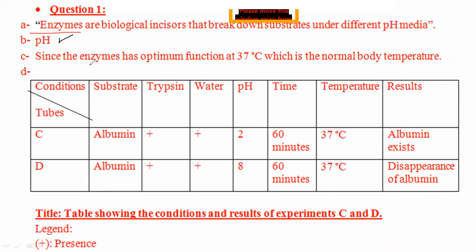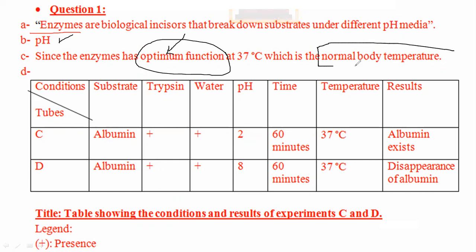Why do we use temperature 37? It is because the enzymes have optimum function. What is the meaning of optimum? We said the best function at 37, which is the normal body temperature. Whoever tells me only that it's the normal body temperature, this is not correct, and gets the mark. You have to say the enzymes work at their best at 37 since it's the body temperature.